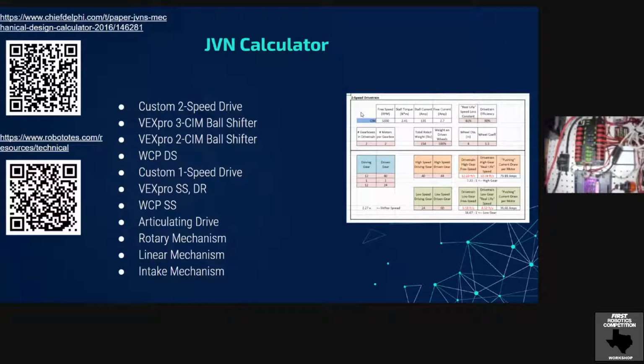We're not going to go over that here, but there are also other versions. I linked Robototes. That's the second, the lower QR code and the lower link. They have a newer JVN calculator spinoff that does include a lot of the newer components.